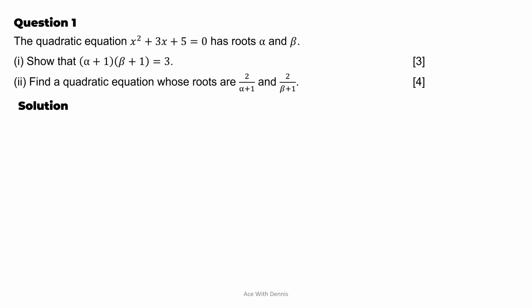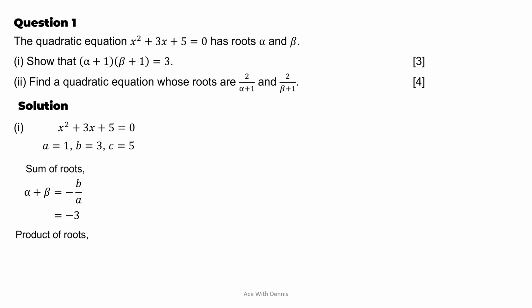And here's the solution. For part 1, given the equation x squared plus 3x plus 5 equals 0, first we need to identify the value of a, which is 1, b, which is 3, and c, which is 5. So first we want to find the sum of roots, which is alpha plus beta equals negative b over a, and the value is negative 3. Then we find the product of roots, which is alpha times beta equals c over a, and the value is 5.